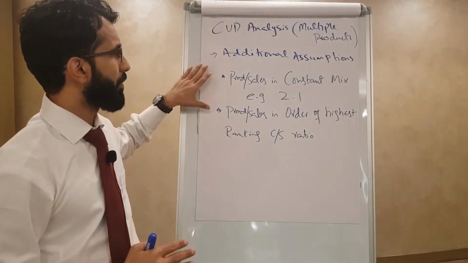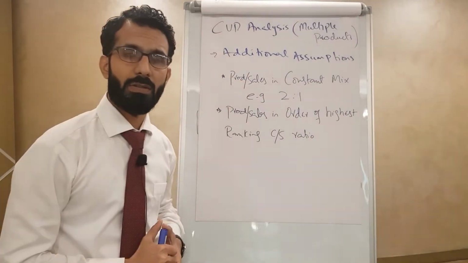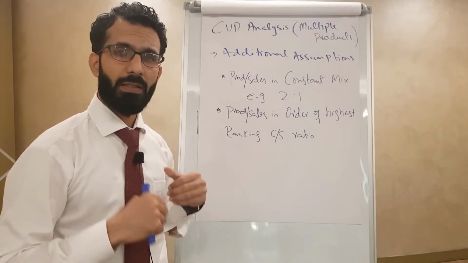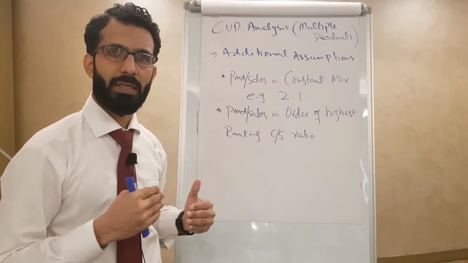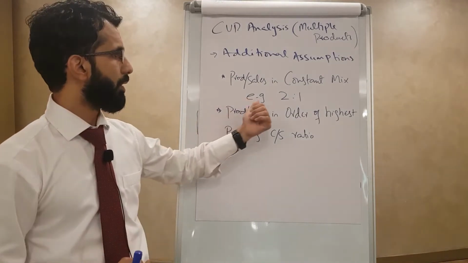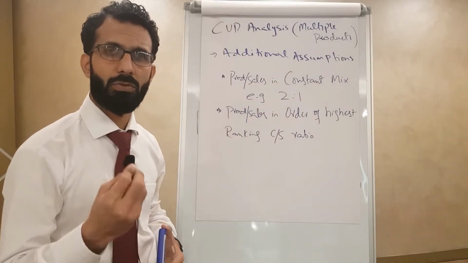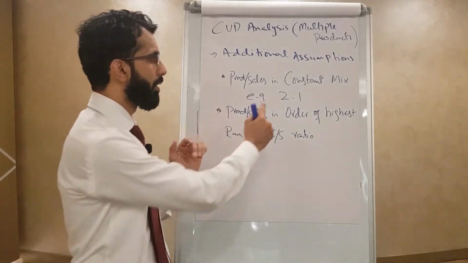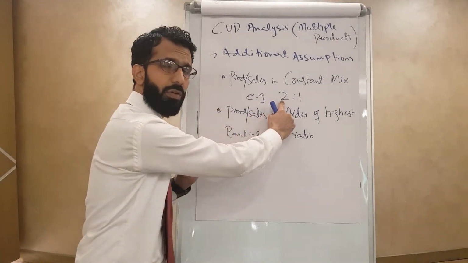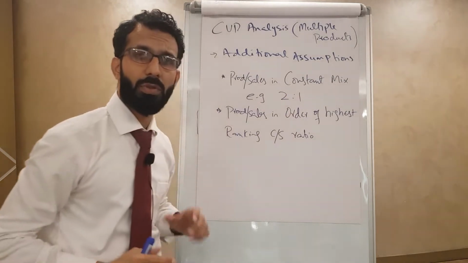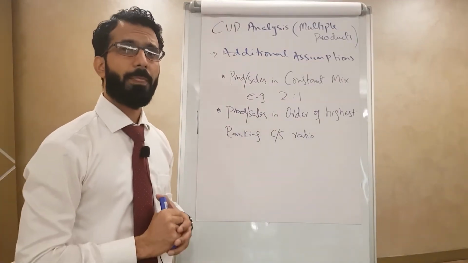One of them is that production and sales will take place in a constant mix or ratio. That is, if a company has 2 products, product A and product B, production and sales will take place in a constant ratio of, let's say, 2:1, which means whenever we produce and sell 2 units of product A, at the same time we will produce and sell 1 unit of product B.